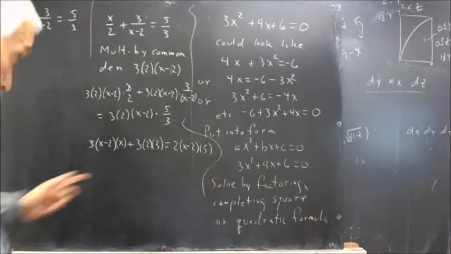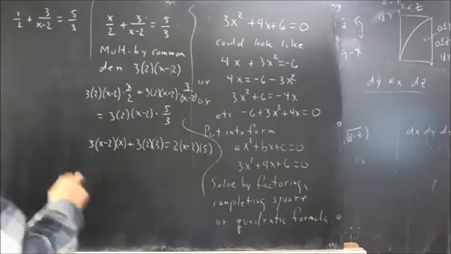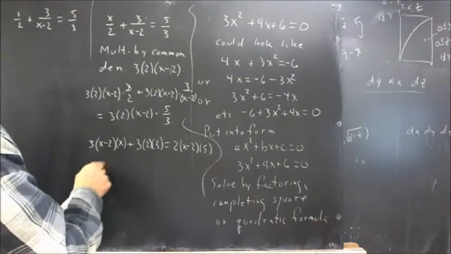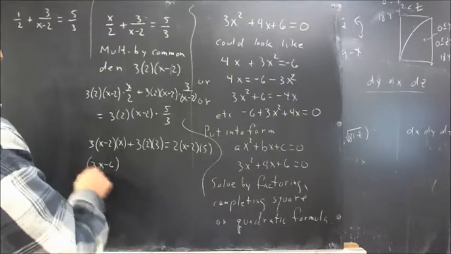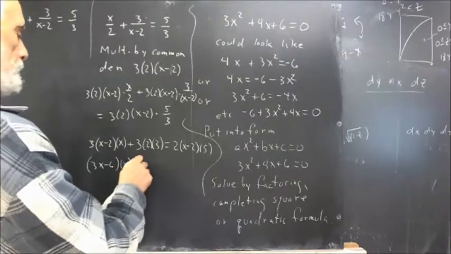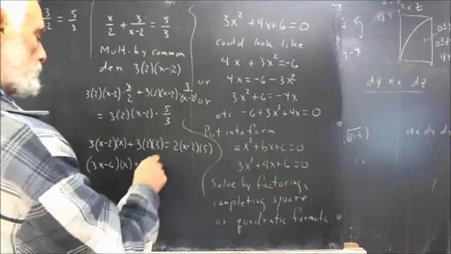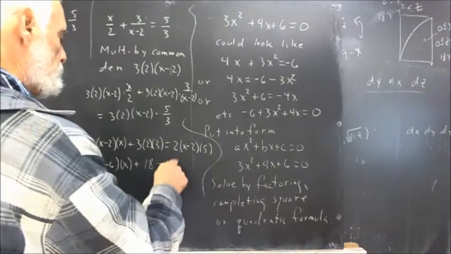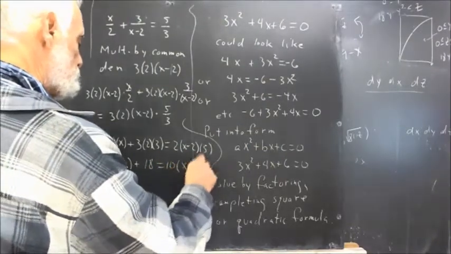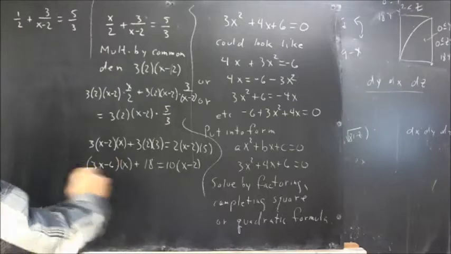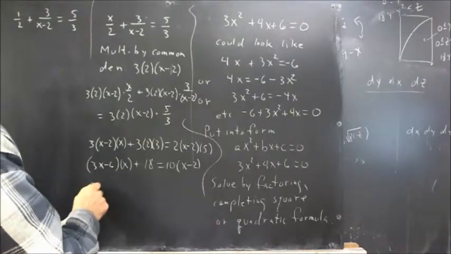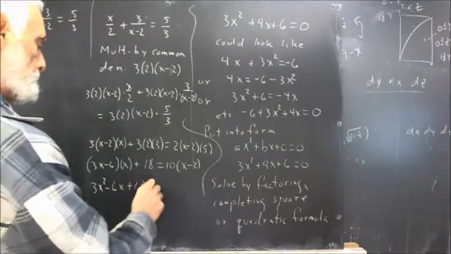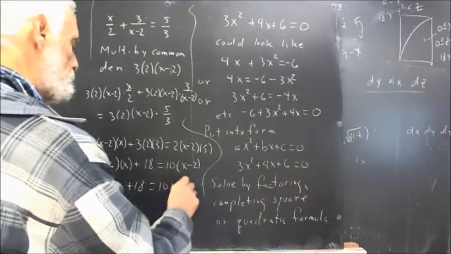If we simplify this, 3 times x minus 2 is 3x minus 6. That's going to be multiplied by x. This is just plain old multiplication. We get 18. And 5 times 2 is 10. So we're going to have 10 times x minus 2. And if we use the distributive law again, we're going to get 3x squared minus 6x plus 18 equals 10x minus 20.